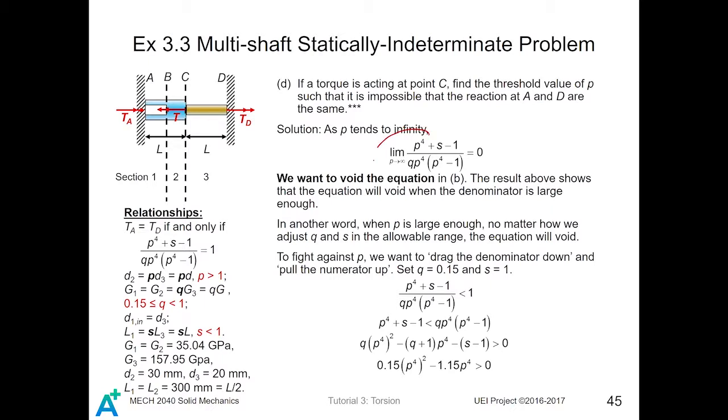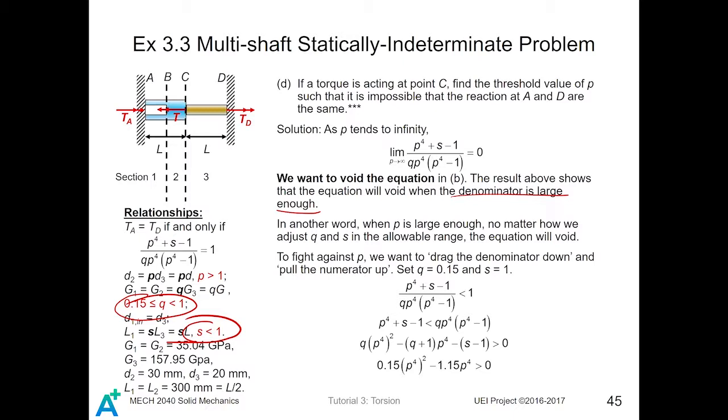By observing this equation carefully, we observe that when P tends to infinity, when P is large, this equation will tend to 0. The result shows that when the denominator is large enough, we can make the equation void. In other words, if P is large enough, no matter how we adjust the values of Q and S in the allowable range, recall that our allowable range is this, no matter how we adjust Q and S, the equation will become void.